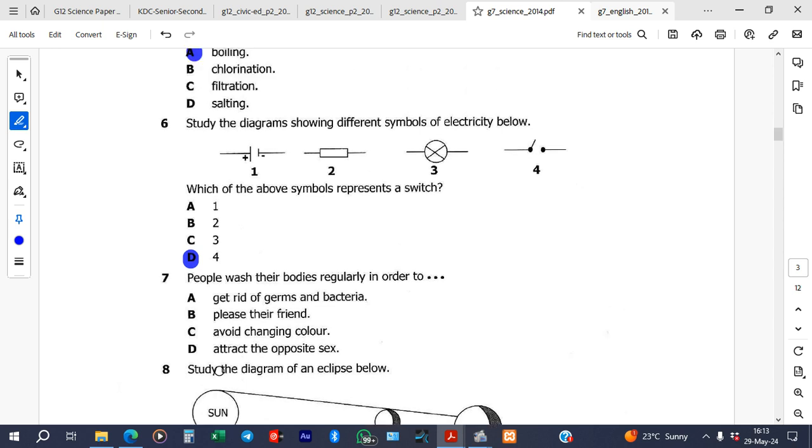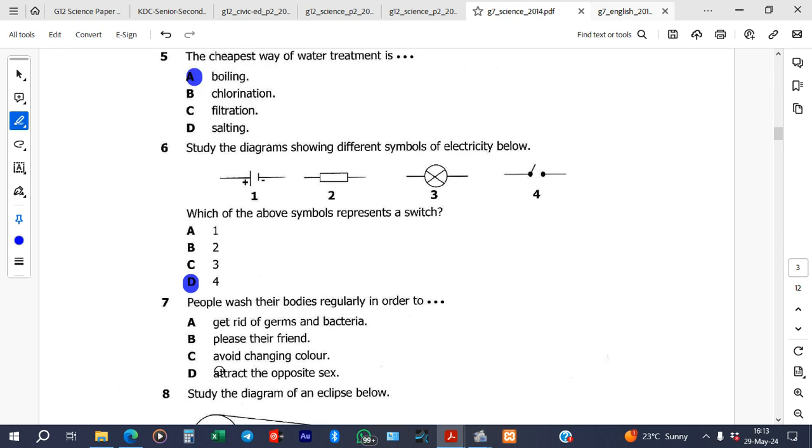Question 7. People wash their bodies regularly in order to A, get rid of germs and bacteria. So that is the correct answer. People don't wash their bodies to please their friends. People don't wash their bodies to avoid changing color. That is not correct. And people don't wash their bodies to attract the opposite sex. That is also not correct. So the correct answer here is to get rid of germs and bacteria.